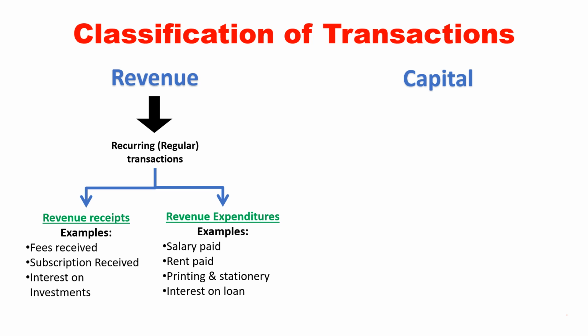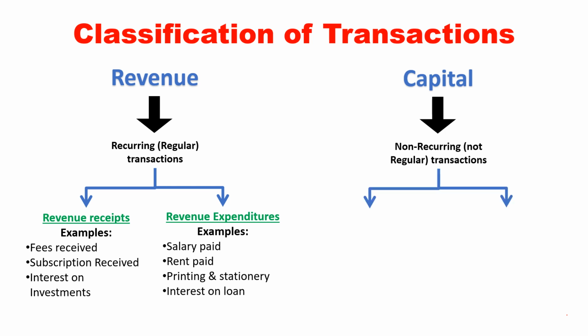Next one is capital transactions. Capital transactions are non-recurring transactions that are incurred at irregular intervals of more than 1 year, say once in 5 years or once in 10 years. For example, building purchased, machinery purchased, some loan paid, amount received from sale of fixed asset. Such transactions are called capital transactions.